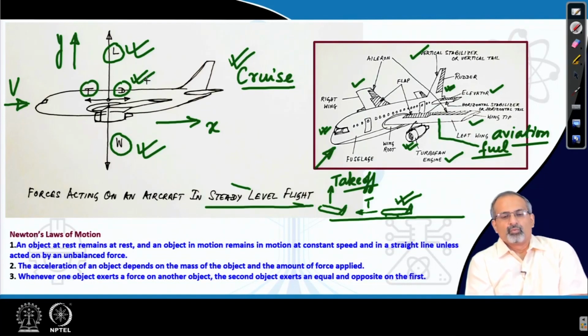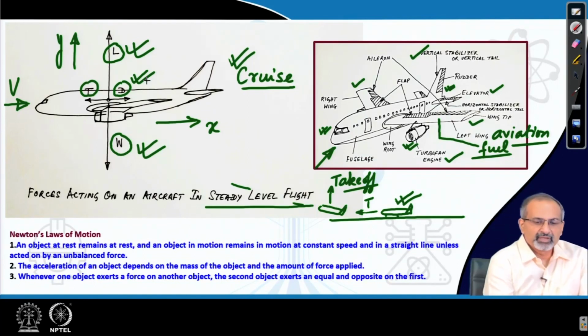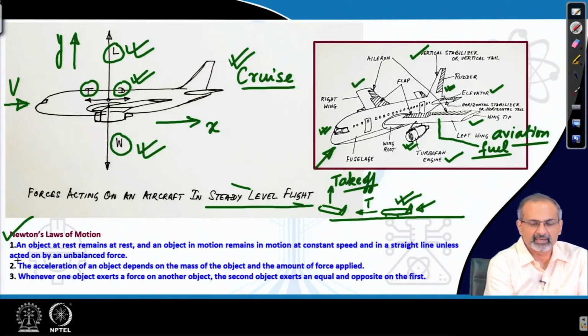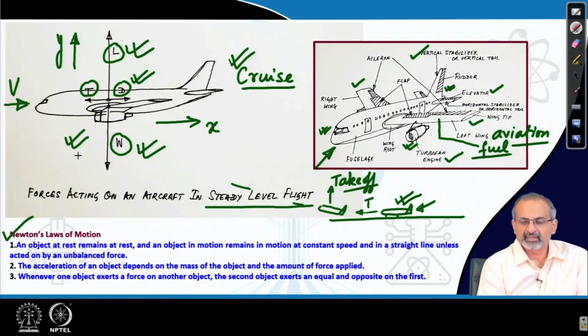Now, whatever we have discussed up to this point, if you review Newton's laws of motion one by one, you see that it would fit in somewhere or the other. An object at rest remains at rest. It is a situation like this. An object in motion remains in motion at constant speed and in a straight line unless acted on by an unbalanced force. You have a balance of forces here, and therefore, the object continues to fly at a constant speed. So, Newton's first law applies to this situation as we explained.